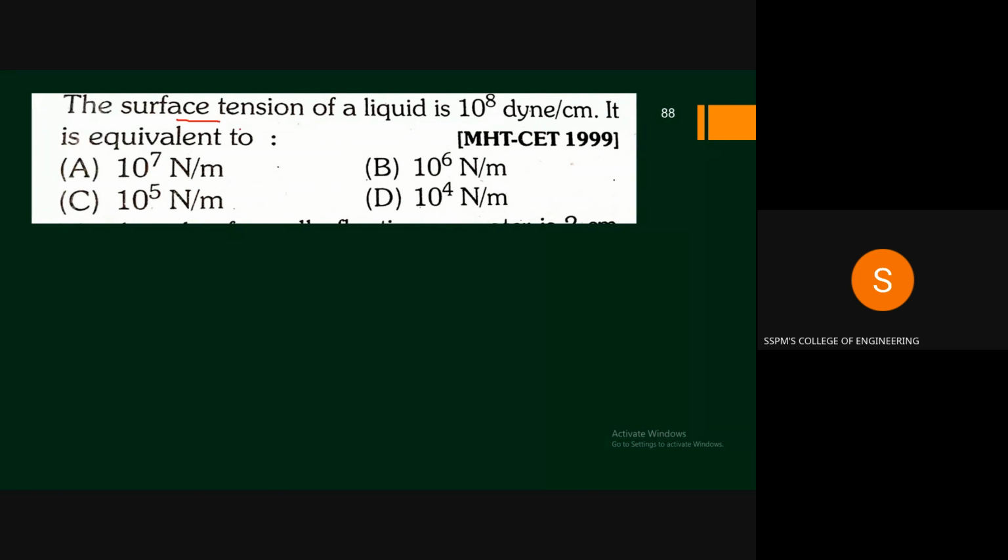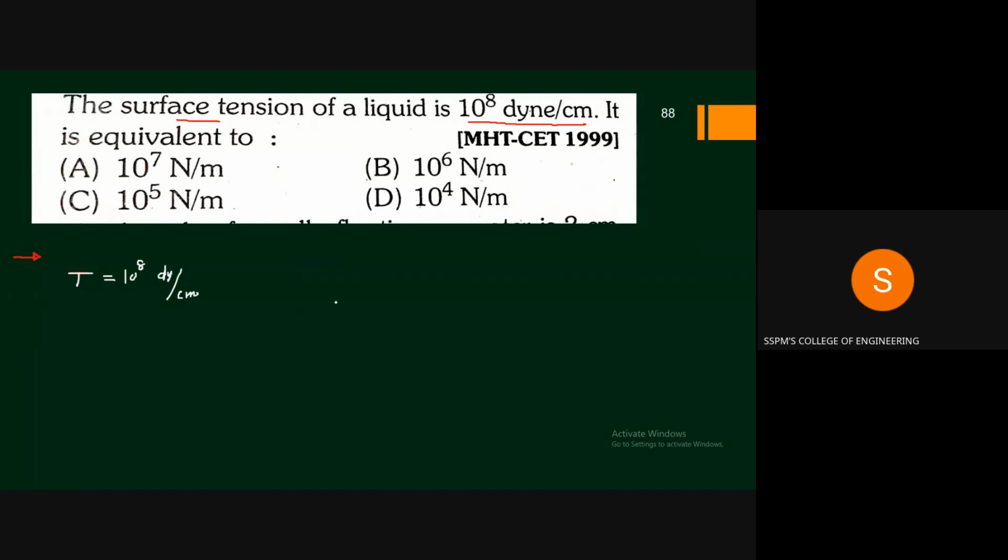The surface tension of the liquid is given as 10 raised to 8 dyne per centimeter. This 10 raised to 8 dyne per centimeter is equivalent to? So basically, here we want to convert dyne per centimeter into the MKS unit, that is Newton per meter. So first note down the given value. Here surface tension T is equal to 10 raised to 8 dyne per centimeter.